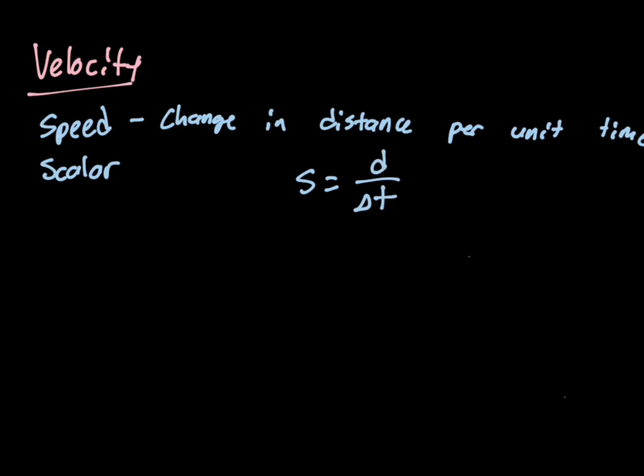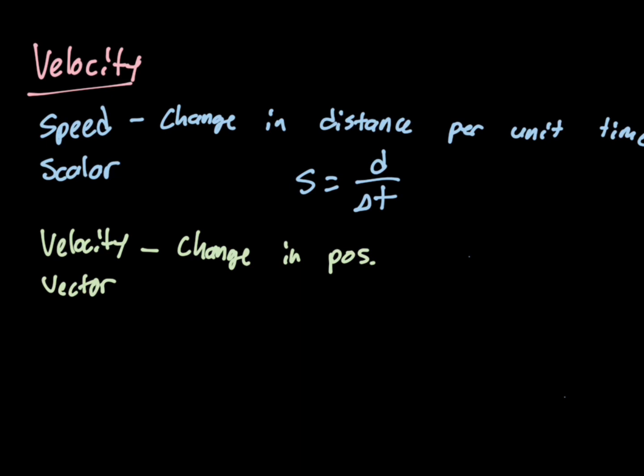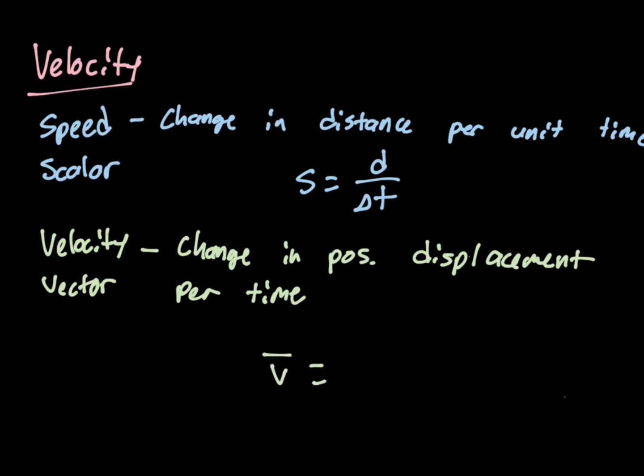However, we also have a vector, and that is velocity. Velocity is the change in the position's displacement per unit time. I know that sounds a little bit complex, but this basically just means that velocity is equal to delta x over delta t.